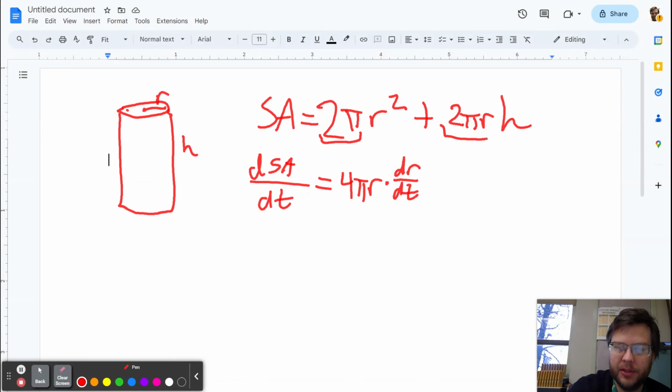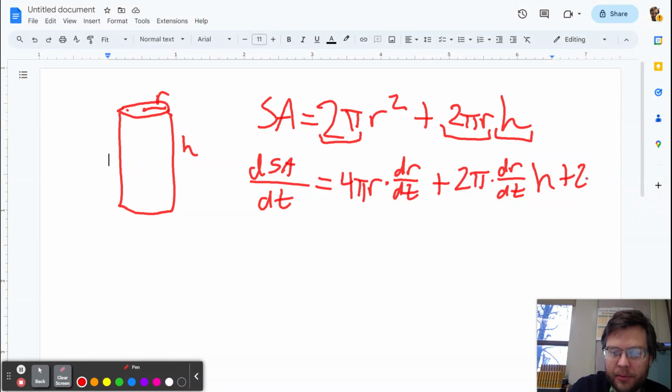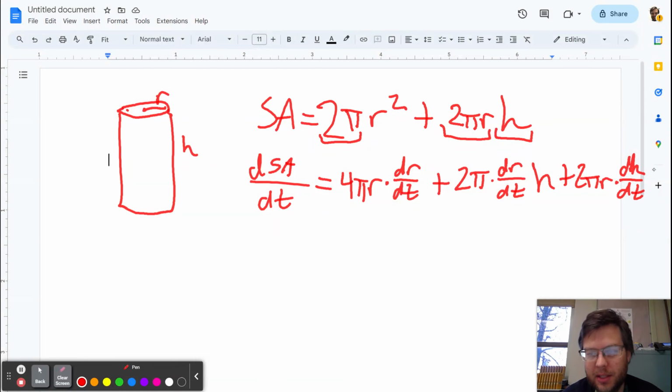Same sort of idea on the second piece. I'm going to use the product rule, however. So the derivative of the first piece is 2 pi, because that would be if r was an independent variable, but it's actually a function of time. So 2 pi dr/dt, that is the first part of the product rule. That's f prime, then times g, plus f, 2 pi r, times g prime, dh/dt. And so that is the total change of the surface area.